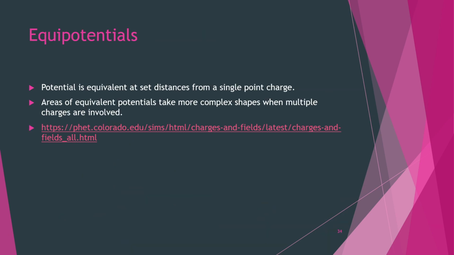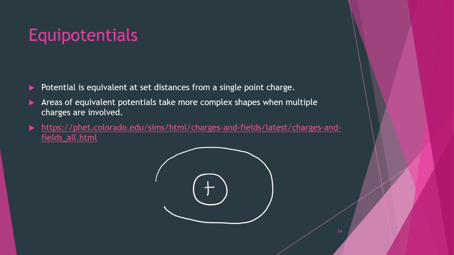This now brings us to our concept of equipotentials. Essentially, you can have areas of equivalent potential that are from set distances around a single point charge. So what that kind of means is if I were to draw, say, a point charge that was positive, there would be areas around the point charge of equivalent distance. Now, obviously, I've not drawn a perfect circle around this charge, but we would say that D equals 1 for the sake of this diagram. D equals 1 in any direction.